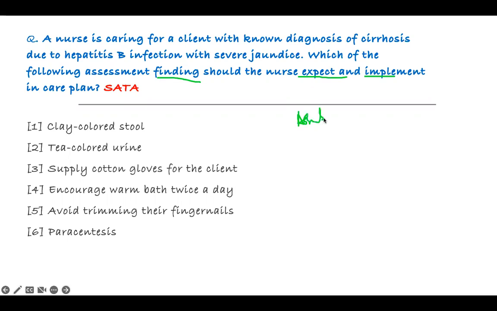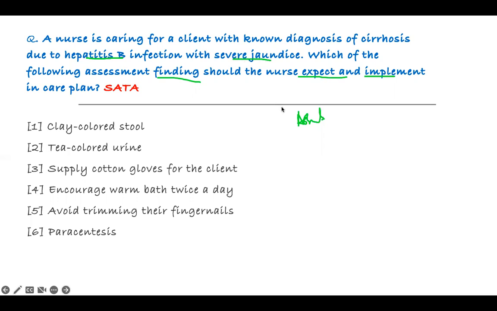And then I go to the case. A nurse is caring for a client with a known diagnosis of cirrhosis due to hepatitis B with severe jaundice. Okay, that is the scenario. So the patient is in the hospital, he has cirrhosis due to hepatitis B, and he has severe jaundice. What is the case? We've shown the case. In the hospital, and they ask, I want to find an assessment finding that I should expect and implement.